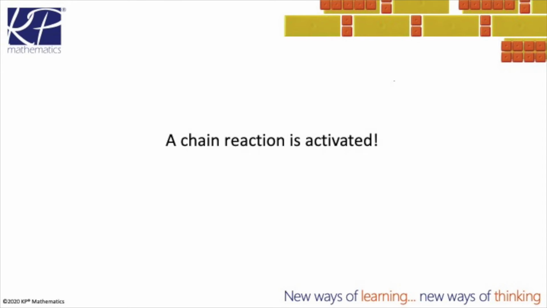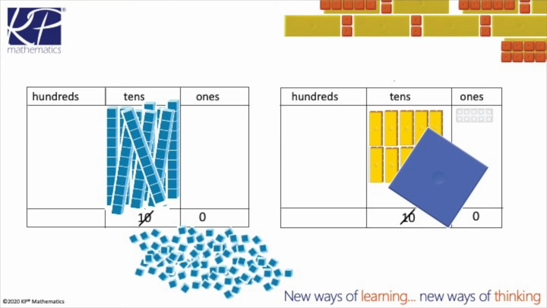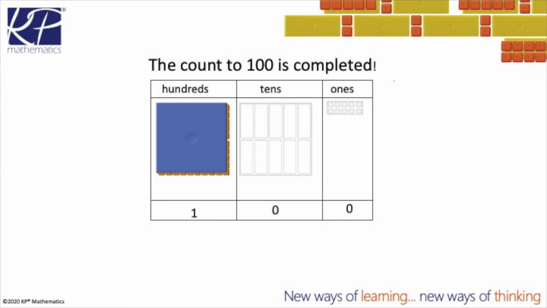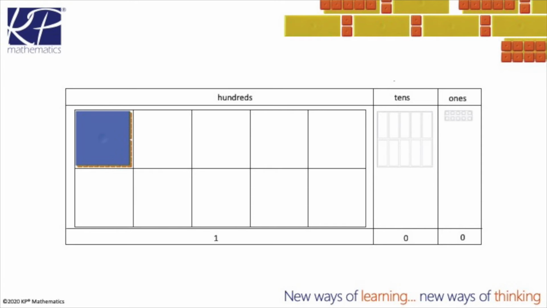A chain reaction is activated. Because the 10 ones have moved to the tens place, the tens place is overfull. For base 10 blocks, the 10 rods are traded for one flat and discarded. The flat appears in the hundreds place. For 10-frame tiles, the 10 tiles of 10 are grouped to become a tile of 100, which then appears in the hundreds place. Actually, this picture shows the correct placement of the tile of 100 in the hundreds place.